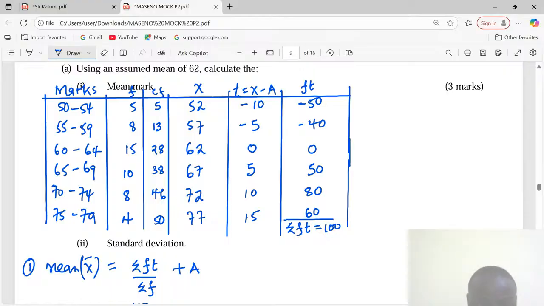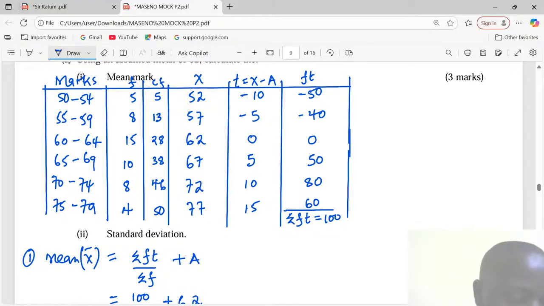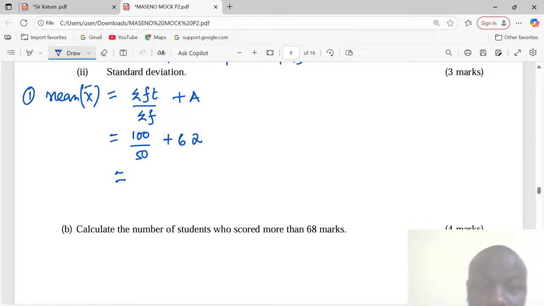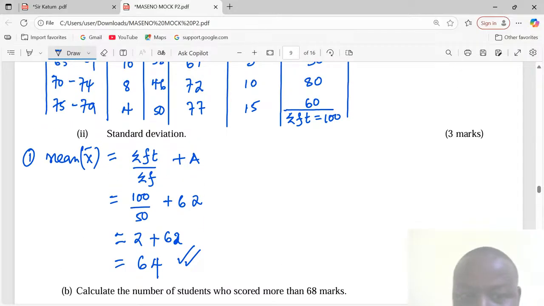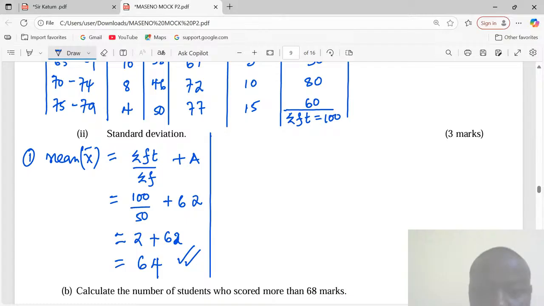Oh, I can see people already responding. 64. All right. So 100 over 50 will give us 2. Then we're already having an assumed mean of 62. So why not 64 then? It is exactly 64. Thank you so much to those who are cooperating so much in the live broadcast.